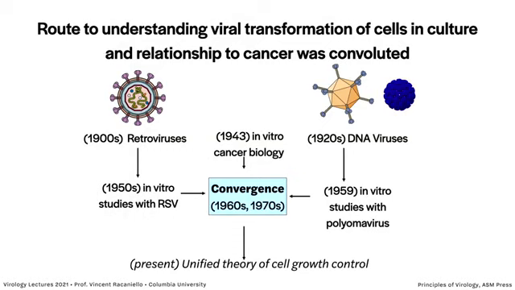So I want to tell you now how studies with RNA viruses, specifically retroviruses, and DNA viruses, as well as in vitro work on cancer biology, all converged in the 60s and 70s to give us our present unified theory of growth control. We understand how the growth of cells is controlled because of this work on viruses. It's just a remarkable story.